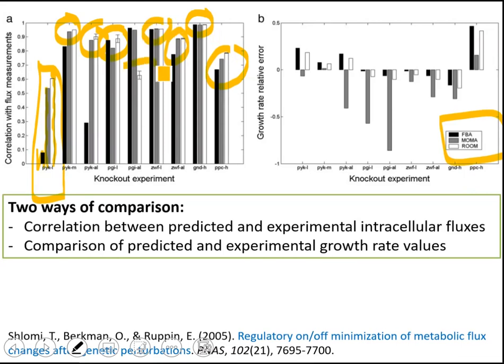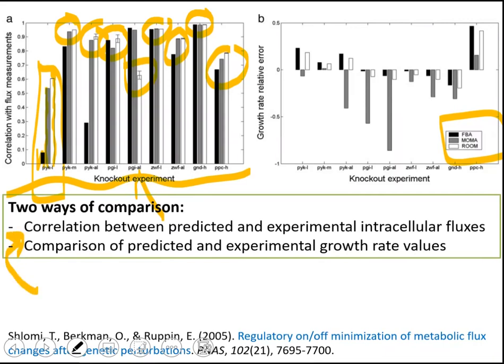So there is only one case where ROOM performed worse than FBA and MoMA. So ROOM is not like a golden standard. As you see, in some cases, its prediction can be worse than the FBA-based, growth maximization-based approach, or the Euclidean distance-based MoMA approach. But still, in general, ROOM was better, as you see here.